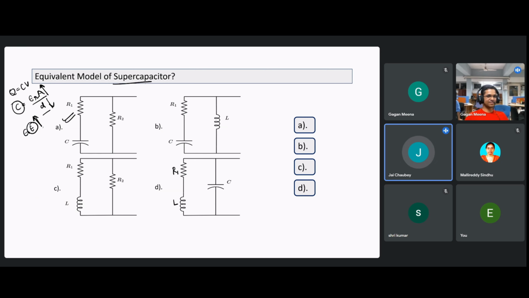And how are they increasing the area? The materials used in supercapacitors have pores on their surface. Because of this porous structure, the effective area increases, and as a result this capacitance also increases.